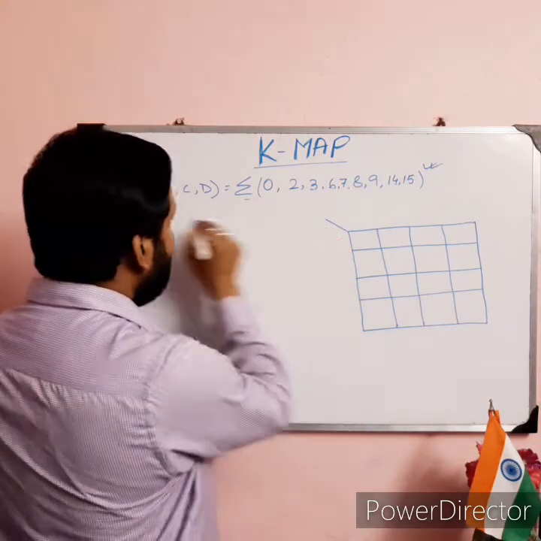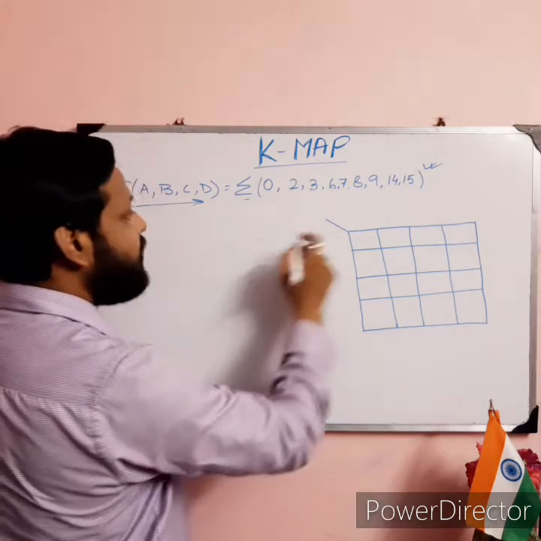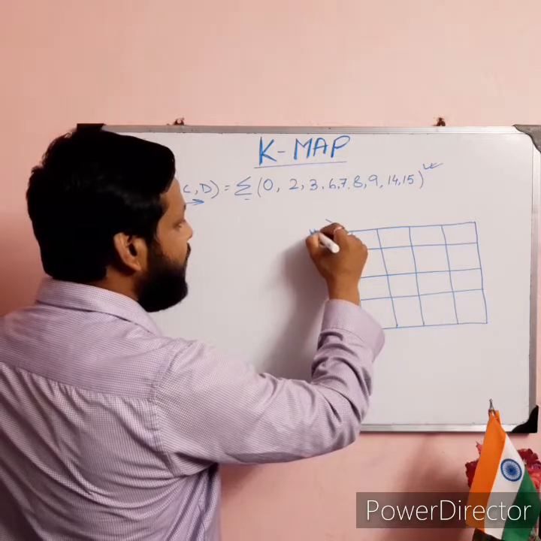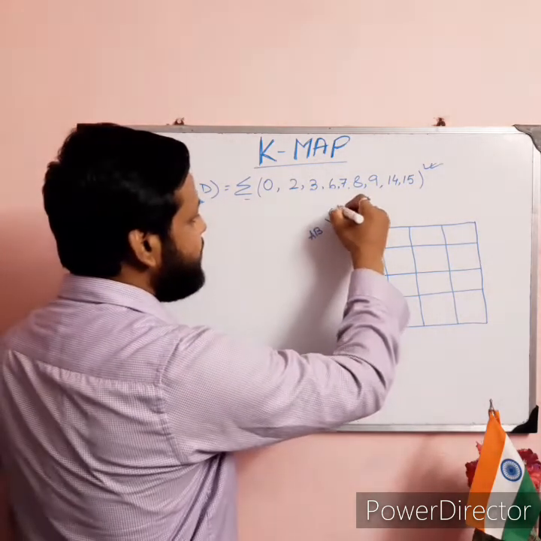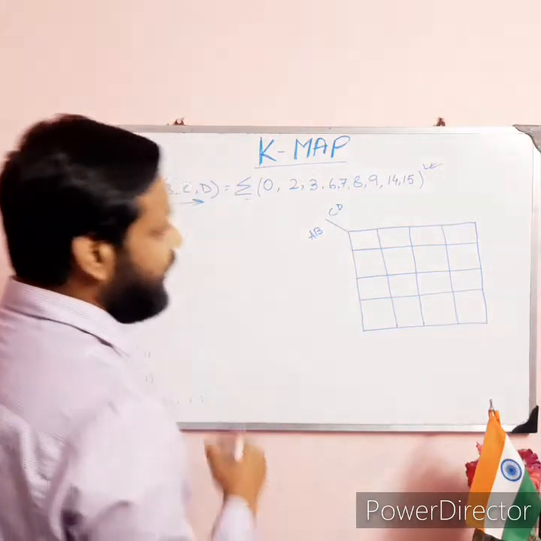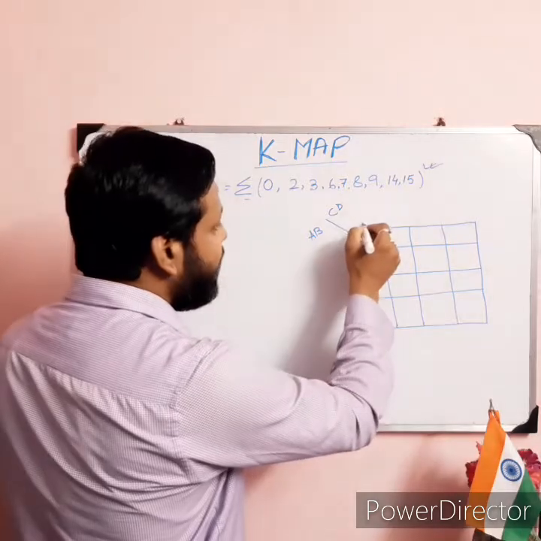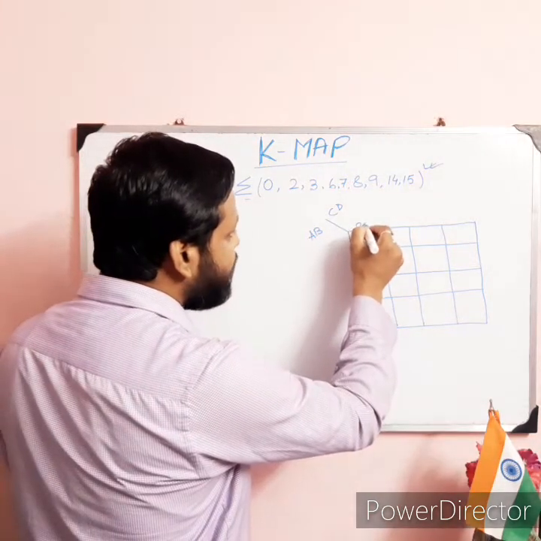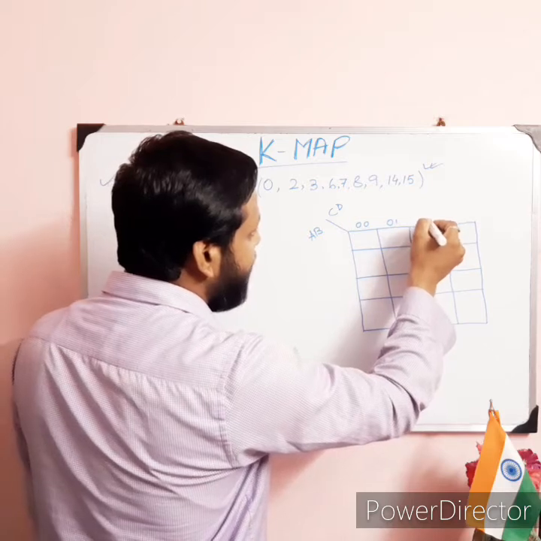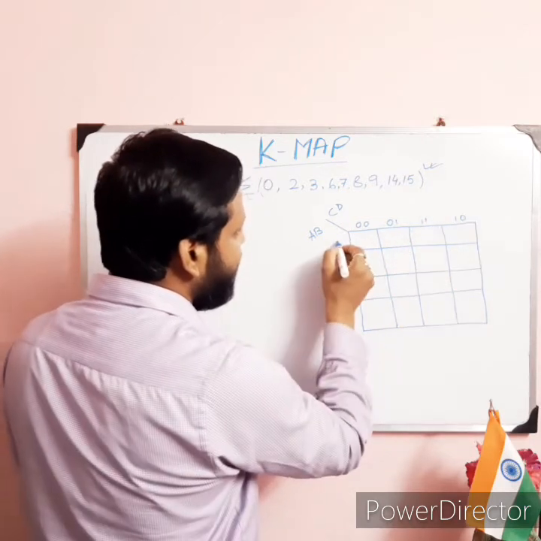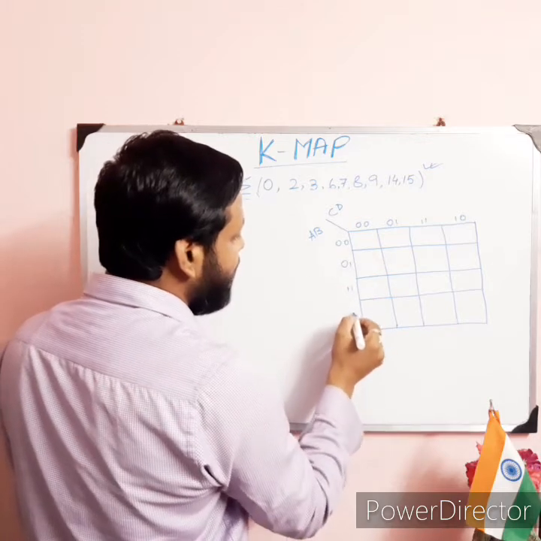So first, always follow left to right, A, B, C, D. Don't change the sequence of the variables. So A, B represents the row and C, D represents the column. Now give the identification of each row and column. This row belongs to 0, 0. This one is 0, 1. This one is 1, 1. This one is 1, 0. So this is 0 0, 0 1, 1 1, 1 0.